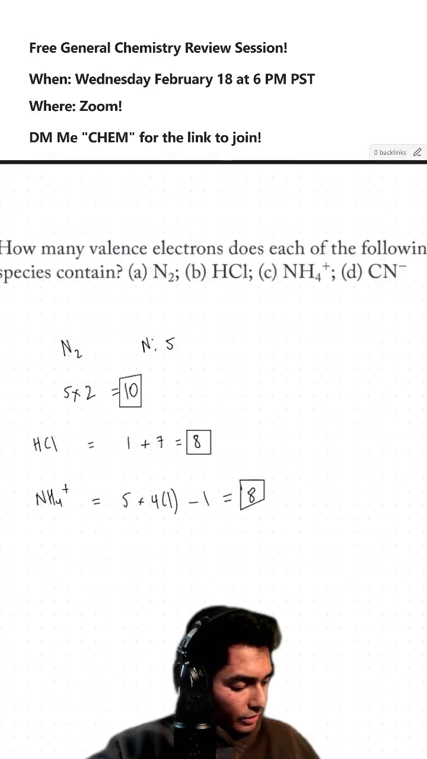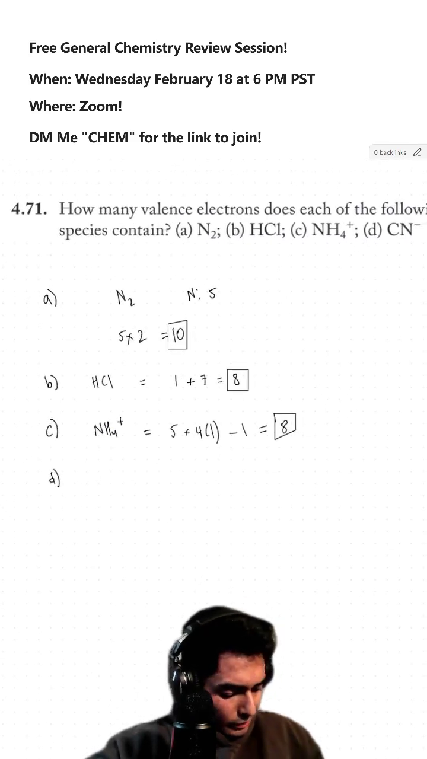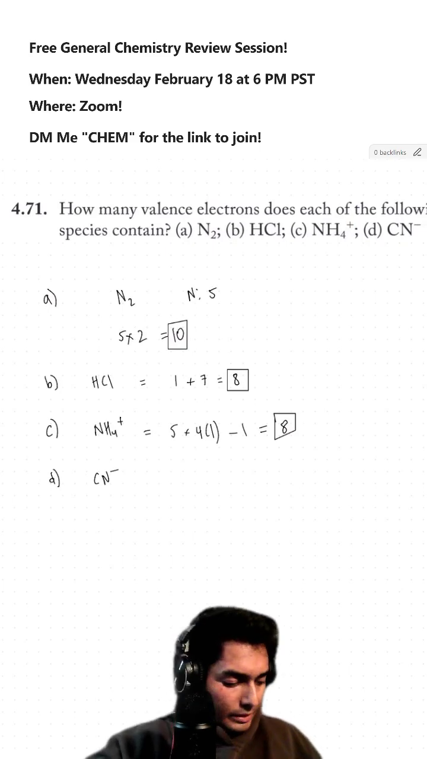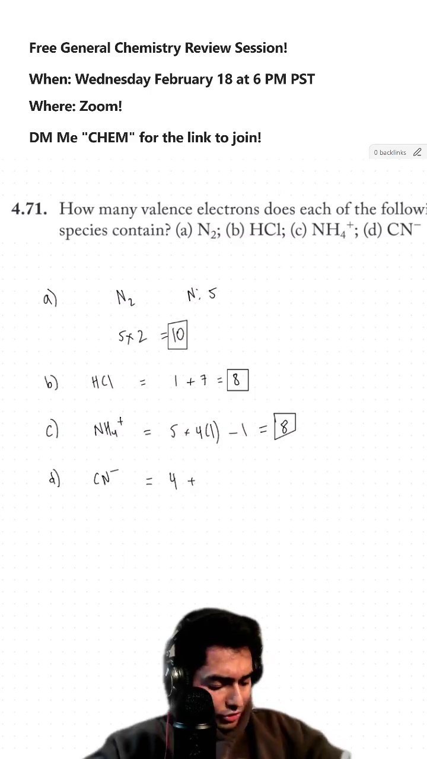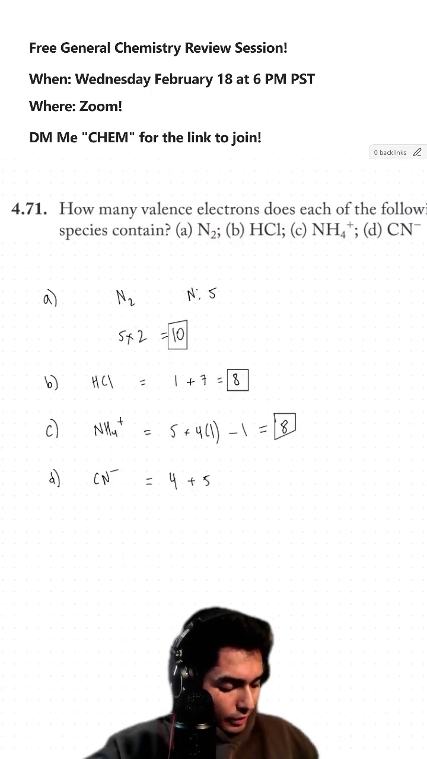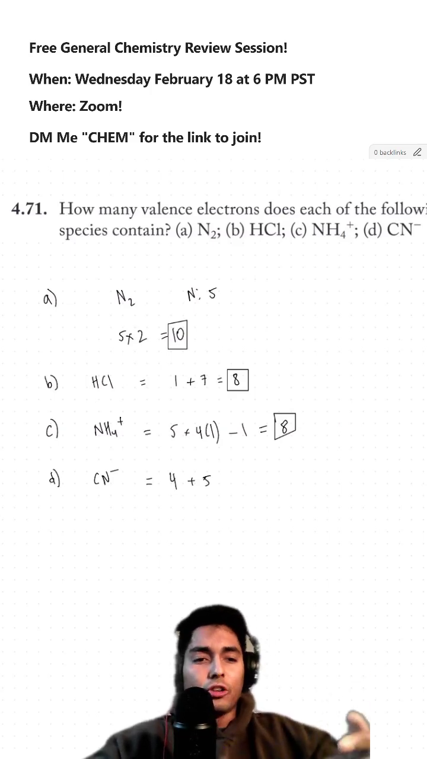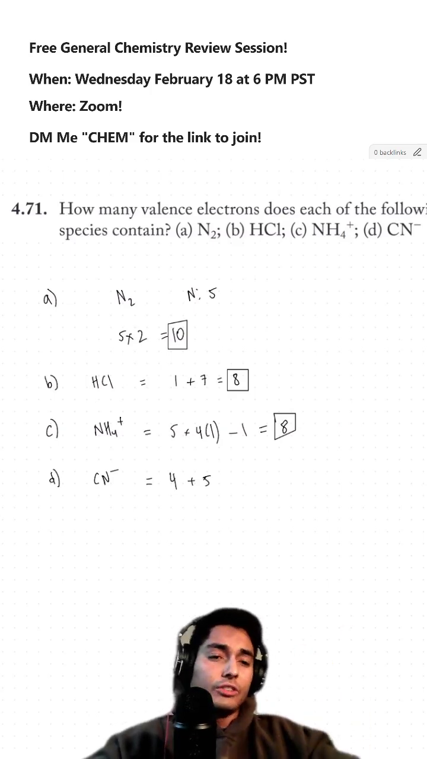So how many valence electrons is CN- going to have? So same idea here. Carbon has 4. Plus nitrogen has a total of 5 valence electrons. But I have a minus charge. So am I going to give 1 electron or take away 1 electron?